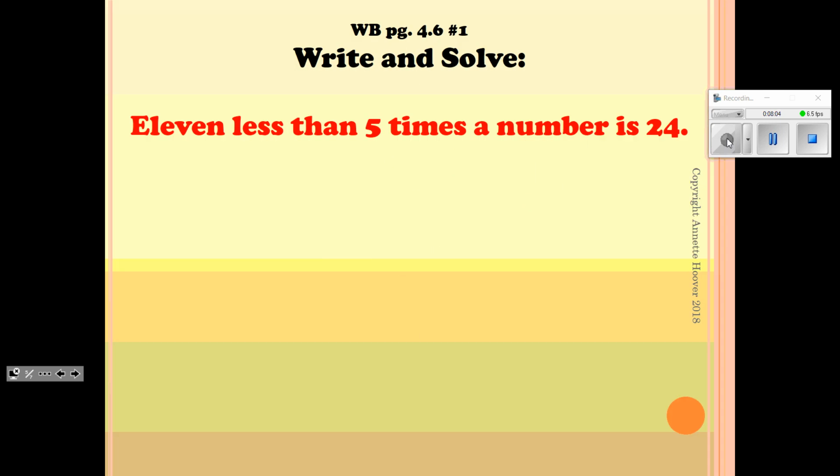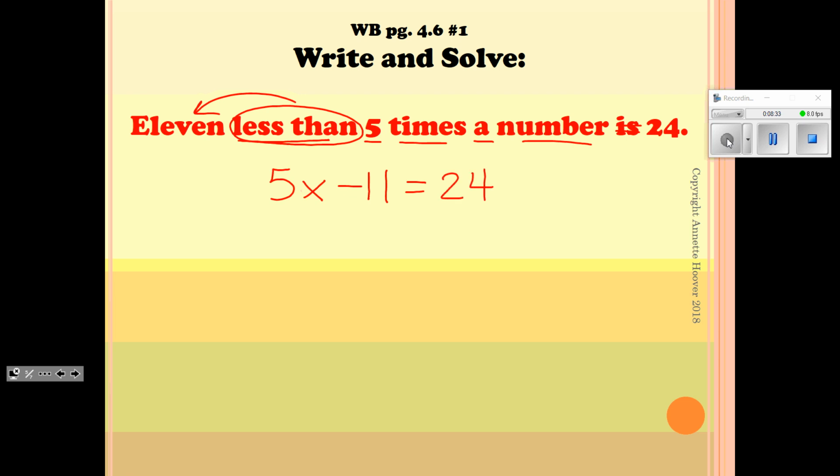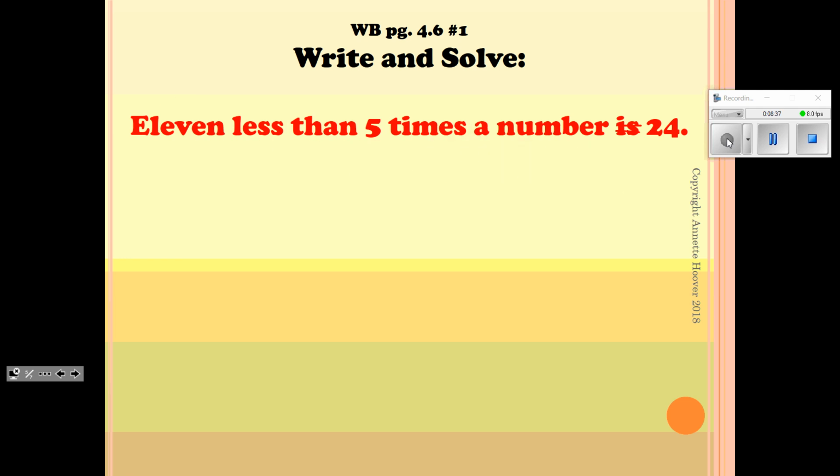If you're looking at workbook page 4.6, number 1, I'm going to do a few with you. We're going to translate these. 11 less than, again, there's that phrase, so we know this is going to come after what's said next. 5 times a number is 5x. Is your equal sign, 24. So 11 less than 5 times a number is 24.